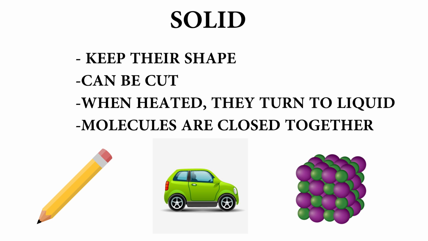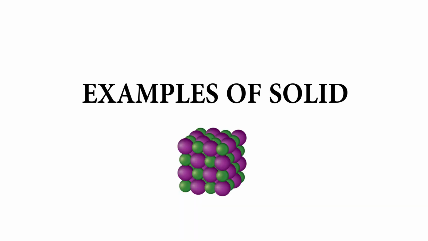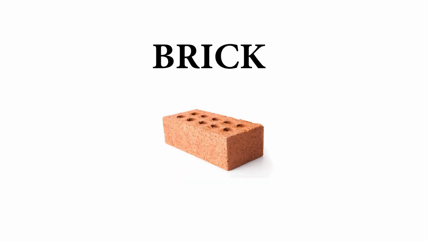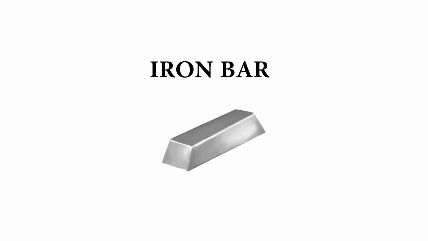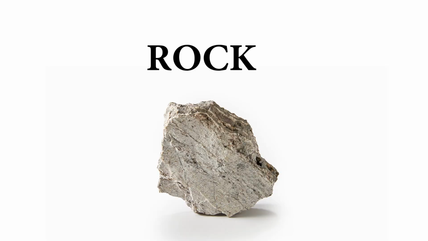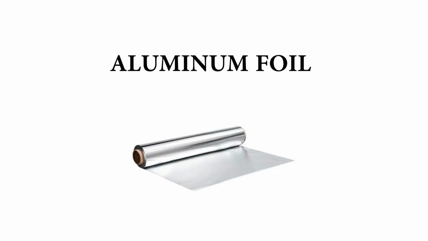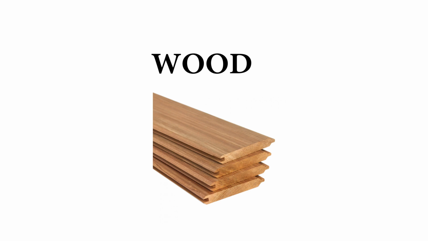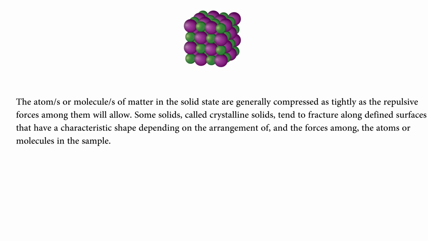So solids keep their shape, can be cut. When heated, they turn to liquid. Molecules are close together. These are examples of solids, including brick, coin, iron bar, banana, rock, sand, glass, aluminum foil, ice, and wood. The atoms or molecules of matter in the solid state are generally compressed as tightly as the repulsive forces among them will allow.